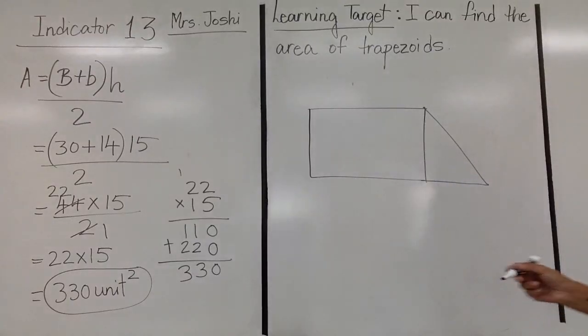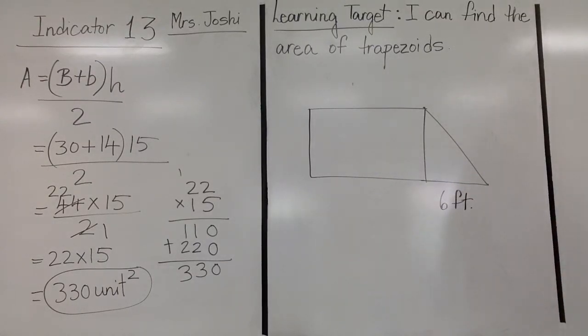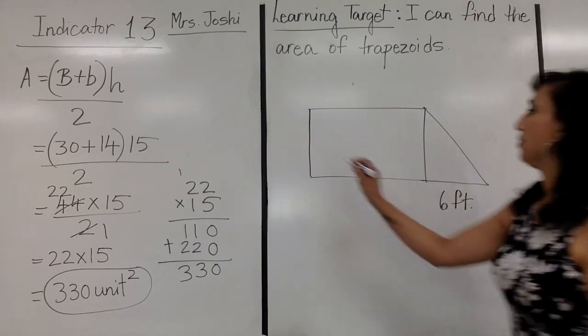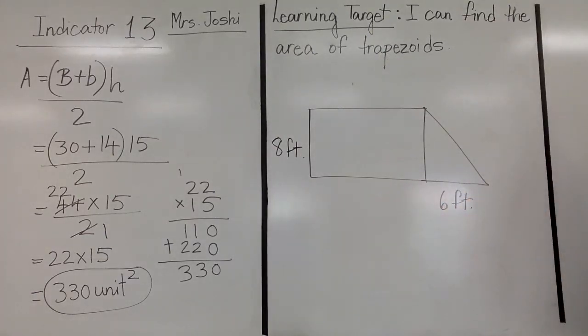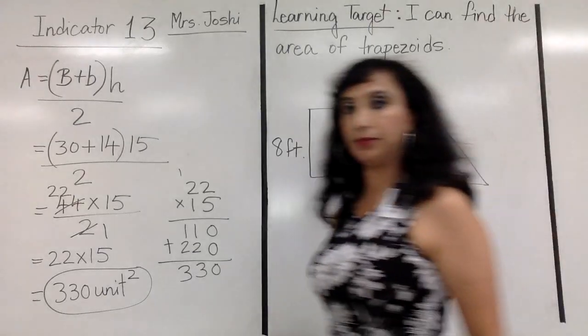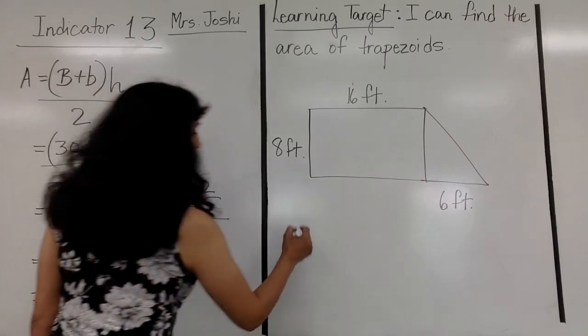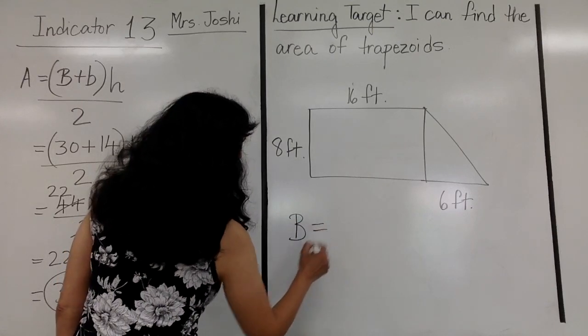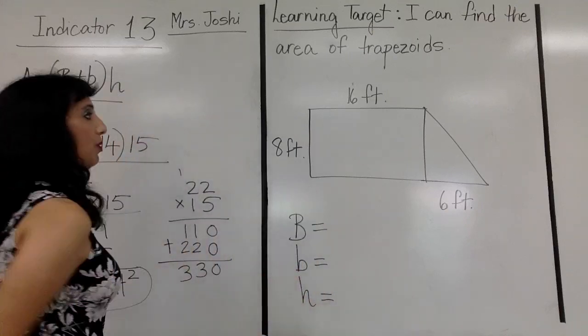Okay. So let's say I have 6 feet here, and I have 8 feet here, and I have 16 feet here. Okay, so now when I look at this, I need to figure out, what am I missing? Do I have a big base? Do I have a little base? Do I have a height?